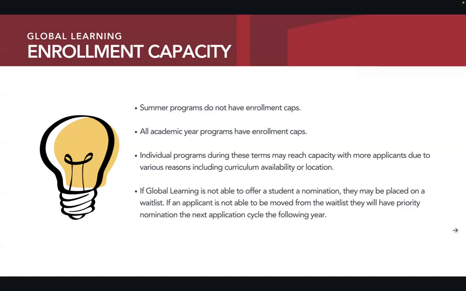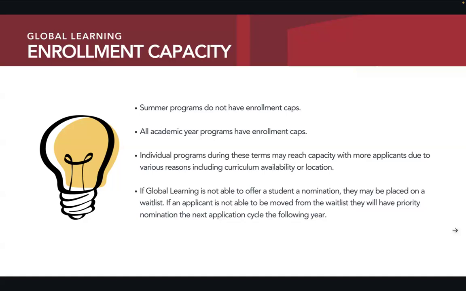So there are some programs during fall, winter, spring that do reach capacity because more applicants have applied to them. And that tends to be for reasons that vary from the curriculum availability on those particular programs to the location. And so as students are coming to our resources and our sessions and our advising, we will be letting them know, hey, these are ones that we have seen reach capacity. So how can you balance programs that you're applying for that might reach capacity with others that might give you a better chance of finding a nomination spot?